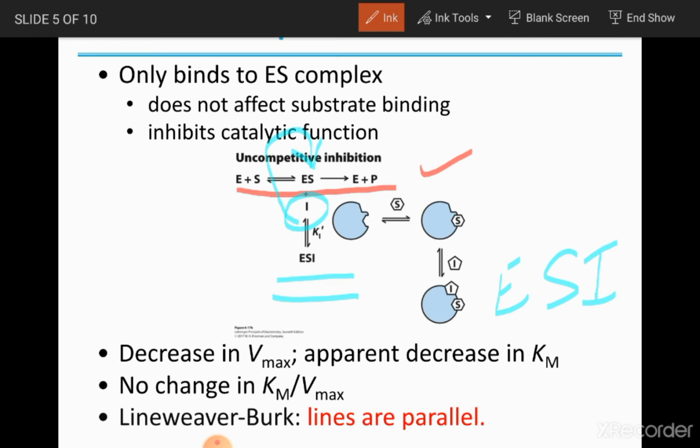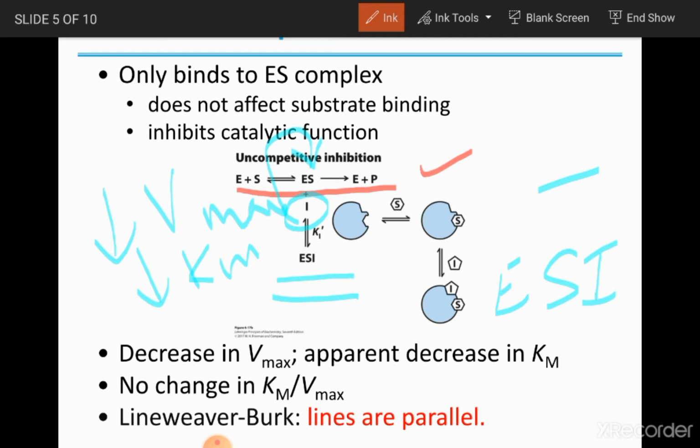So what are the kinetic changes that we are going to observe from the normal Michaelis-Menten kinetics? Here, in presence of an uncompetitive inhibitor, there is decrease in Vmax. In case of competitive inhibition, there was no change in Vmax, and there is apparent increase in Km. Here Vmax is also decreasing and Km is also decreasing. So no change in Km bar Vmax.